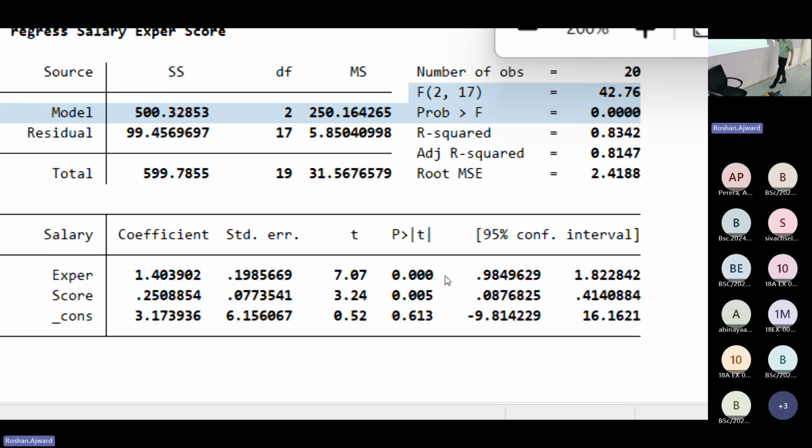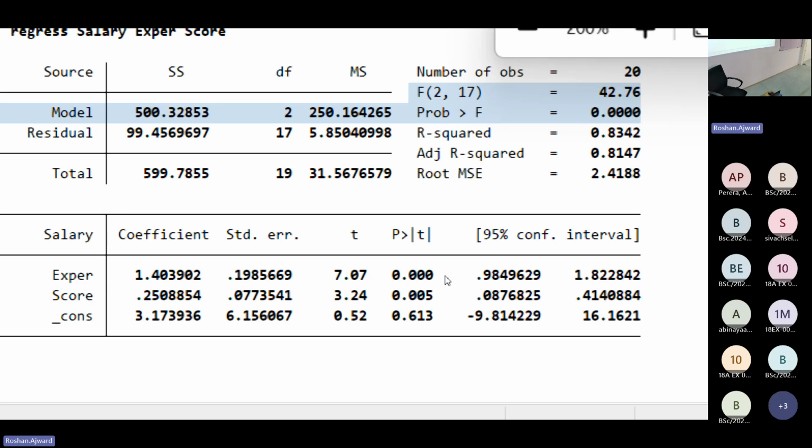Experience, you can see the sig value is 0.000, which is less than 0.05. So what do you do? You confirm. You say that there is a significant impact of experience on what? The salary. So you confirm what? H1. Hypothesis H1 is supported or confirmed, not rejected, because the value is less than 0.05.